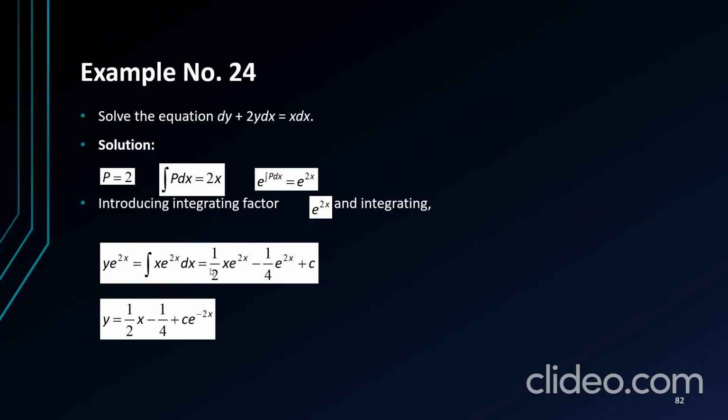Okay? So is equal to, ito magiging y e exponent 2x. Pag multiply mo siya ng e exponent 2x, is equal to 1/2 of x e exponent 2x minus 1/4 e exponent 2x plus c. Separation of variables, gamitin mo dito. Therefore y, so divide mo lahat siya ng e exponent 2x. So 1/2 of x minus 1/4 plus c e exponent negative 2x. So this is now the answer.